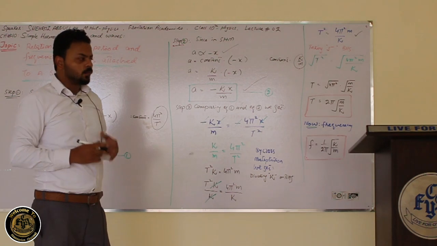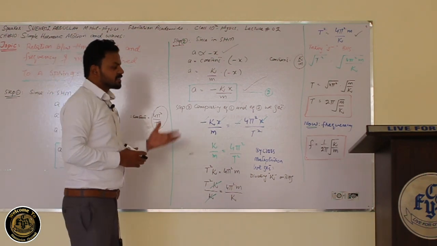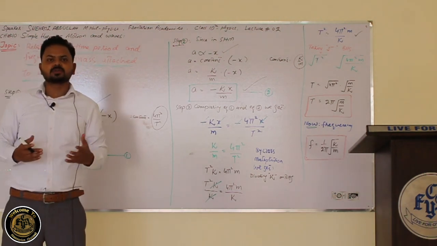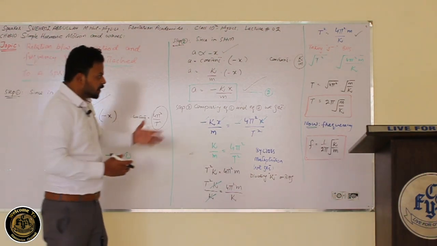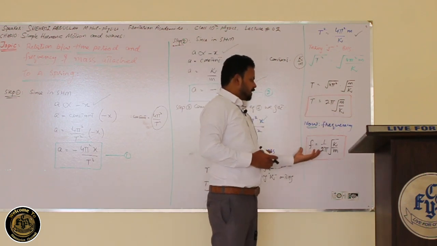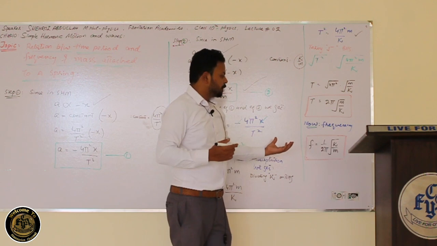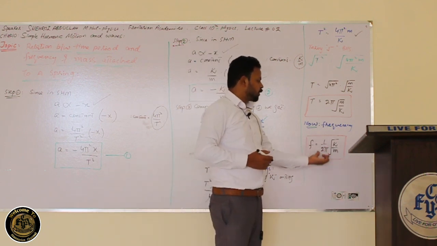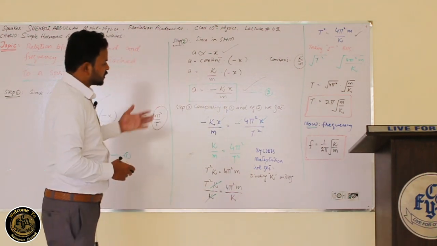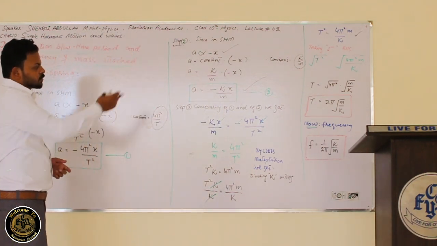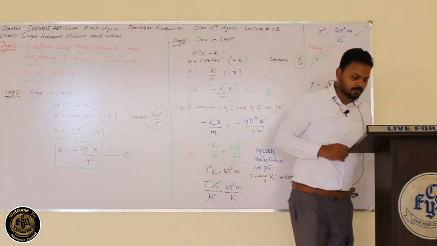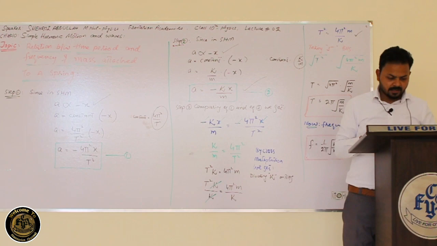And what will be the expression for the frequency? Since in the previous lecture we already discussed that time period and frequency are inversely related to each other, the same inverse expression will be used for the frequency: f is equal to 1 over 2 pi under the root k by m. So that is the relation between time period and frequency. These two expressions will be used to solve numerical problems related to the mass spring system.